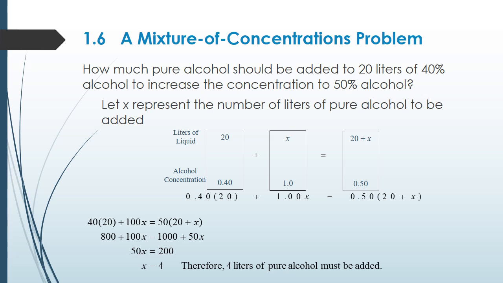Now we just need to finish the equation. Now you may be wondering, how come these decimals all of a sudden became integers? Well, what they did was they multiplied everything by 100 to remove the decimal. You can do it that way, or you can leave it as a decimal. It doesn't matter, whichever way is more comfortable for you. In the end, when you solve for x, you should get 4. So 4 liters of pure alcohol need to be added to the mixture to get the amount of alcohol required.